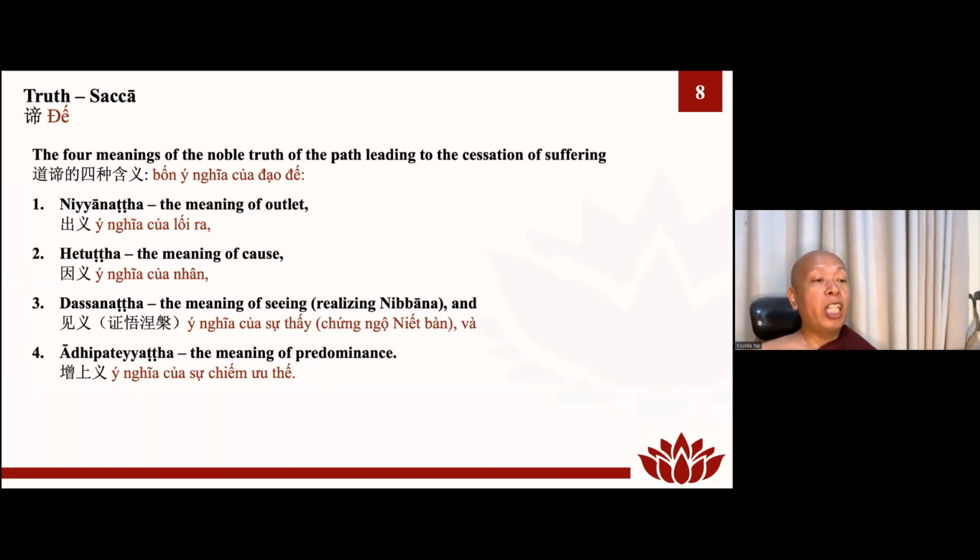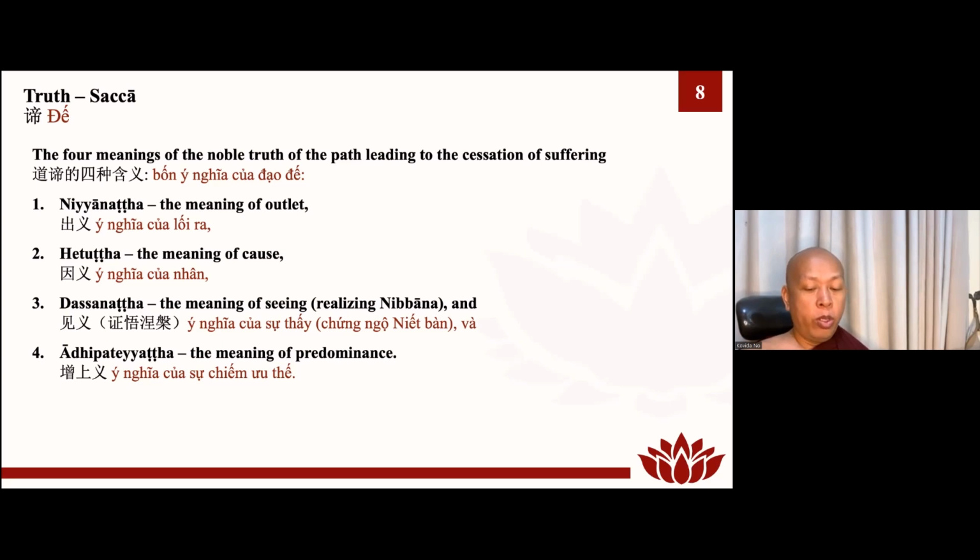That's why we call Dasanatta, seeing Nibbana. Then the last one, Adipateyata, the meaning of predominant. So when we say Adipateyata, right? That means this is like a leader in knowing path and fruition knowledge, the knowing Nibbana.